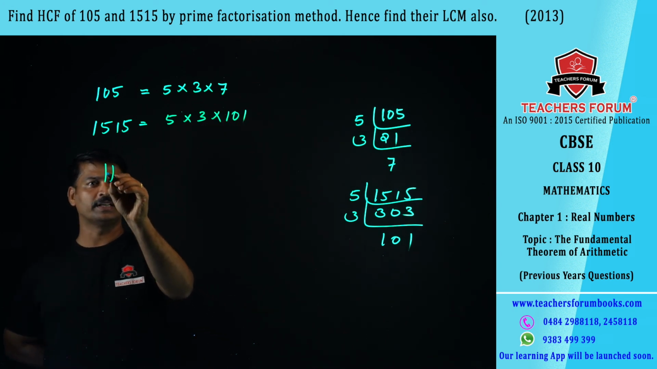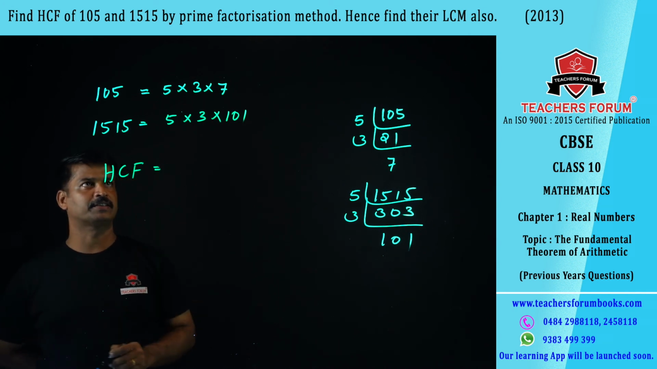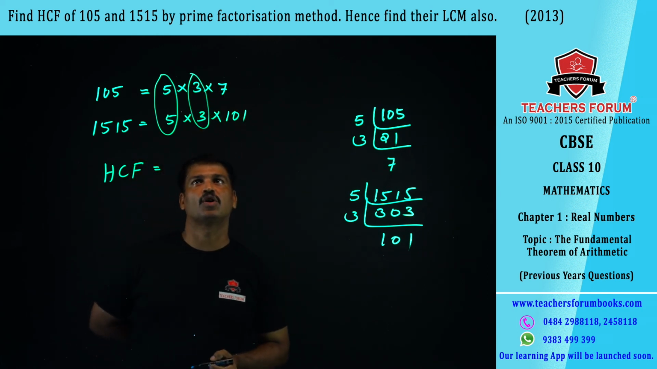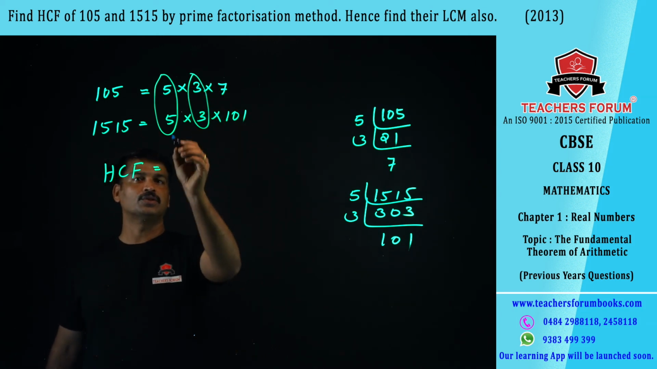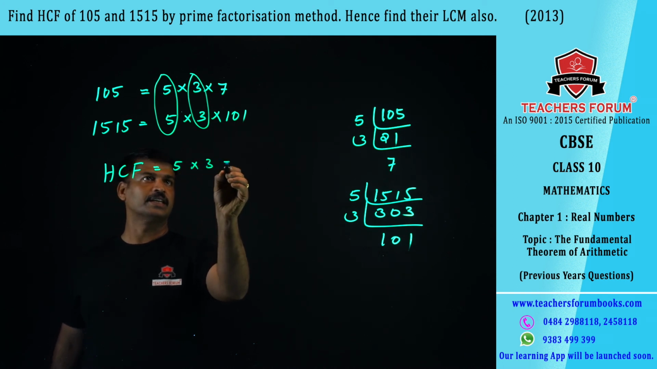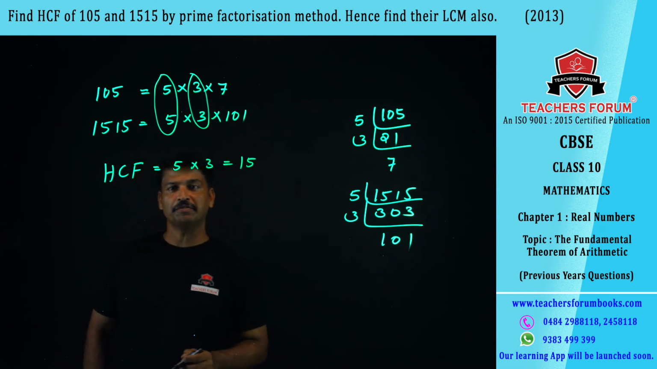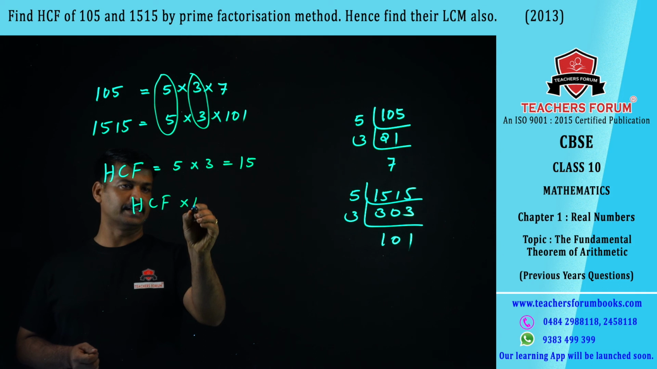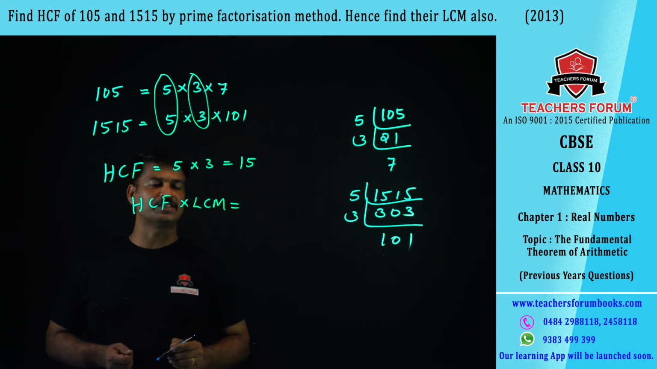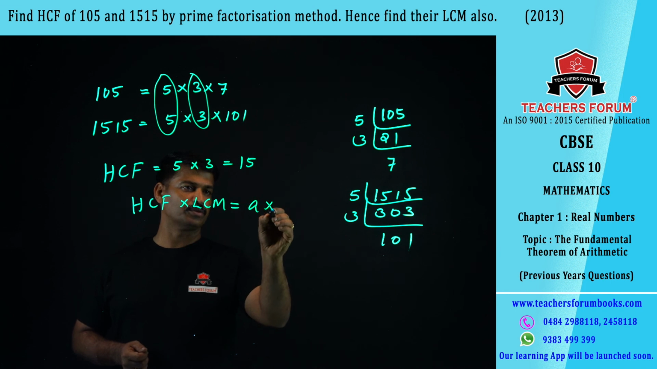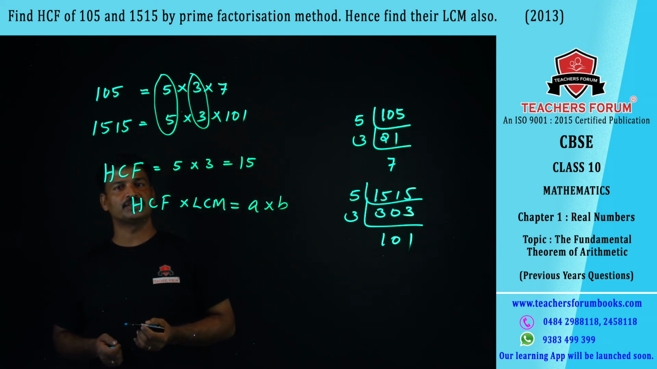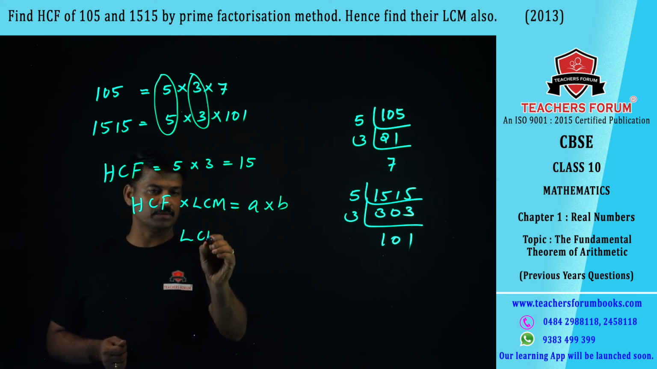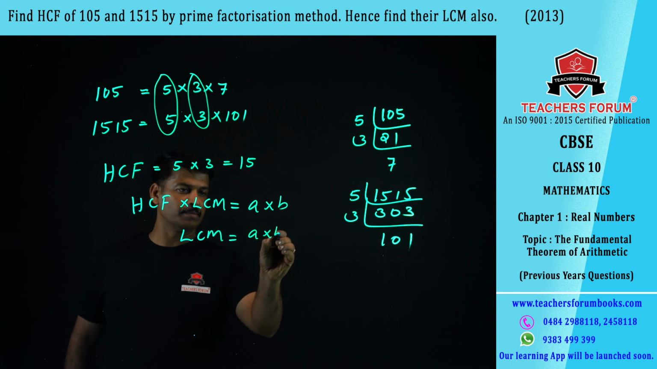Now let us find out what is HCF, highest common factor. Let us find the common factors first. 5 and 3 are common factors. So here HCF is equal to 5 into 3, that is equal to 15. Now you have to find out LCM. You know the relationship between HCF and LCM. HCF into LCM is equal to product of two given numbers, that is HCF into LCM is equal to A into B. Now here we can find out what is LCM. LCM is equal to A into B by HCF.